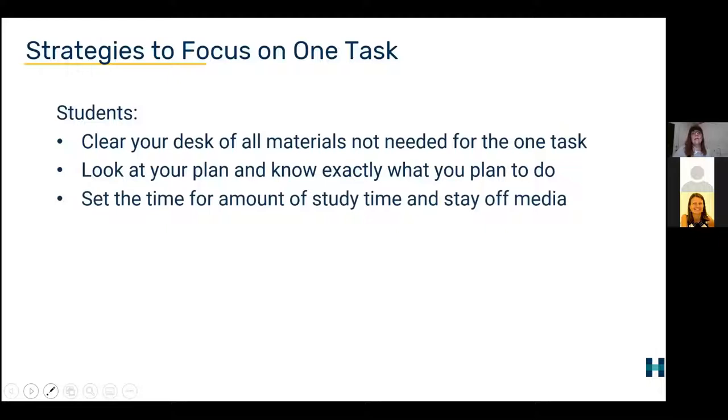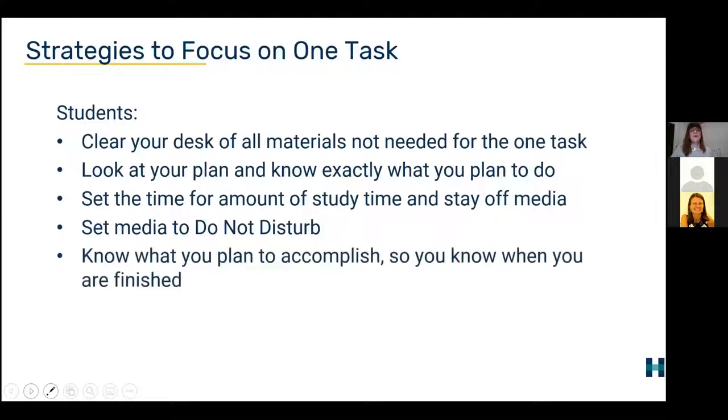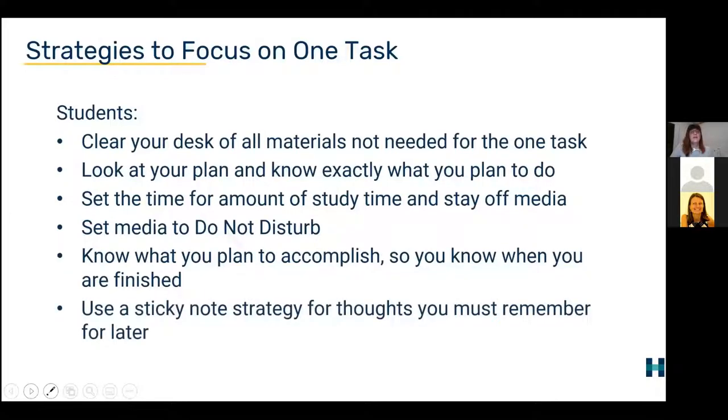Set the timer for your study time and just stay off of media. And you can even set some of your media on do not disturb. Do so. Know what you plan to accomplish so you know when you're finished. So if you said that you're going to study and practice Quizlet test until you get 90%, you know when you have accomplished what you expect to get done. Use a sticky note strategy for thoughts you must remember later, and that's what's going to be in the next slide.